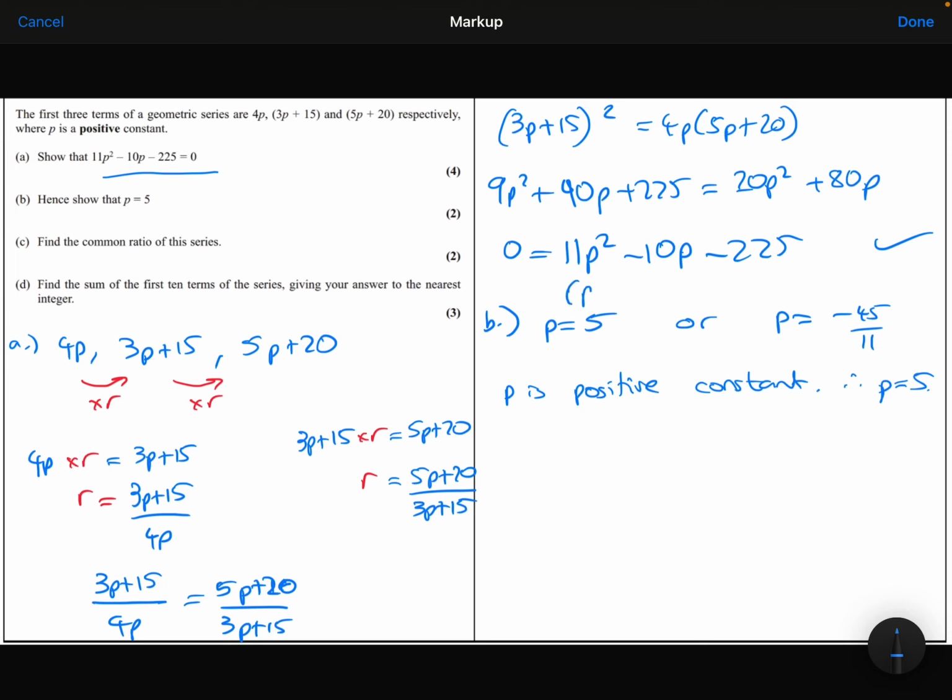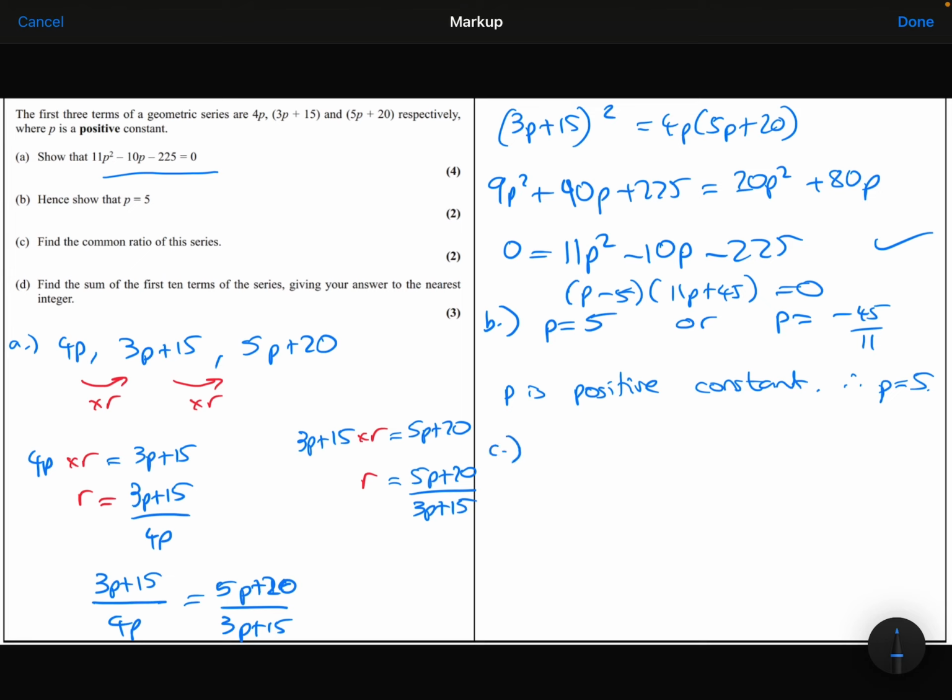You can show this in different ways. You could factorise. You could complete the square. You could use the quadratic formula. Several different ways you could use to show that those are your two solutions there.